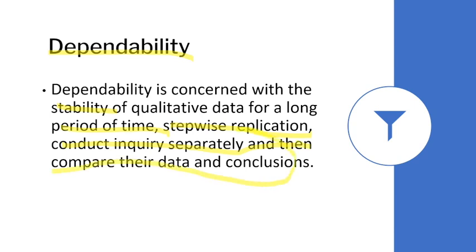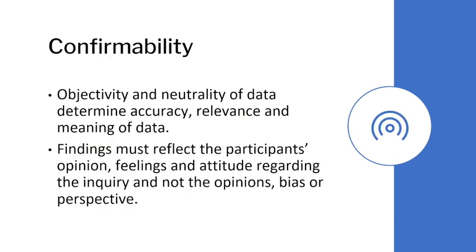So when I say dependability, the tendency, class, of the researcher is to look at the data several times, and then you would try to interview them separately because you don't want to interview them at a single instance wherein they will be giving each other's ideas. Okay, they will be sharing ideas with one another. That's dependability. Then confirmability. It is the objectivity and the neutrality of the data.